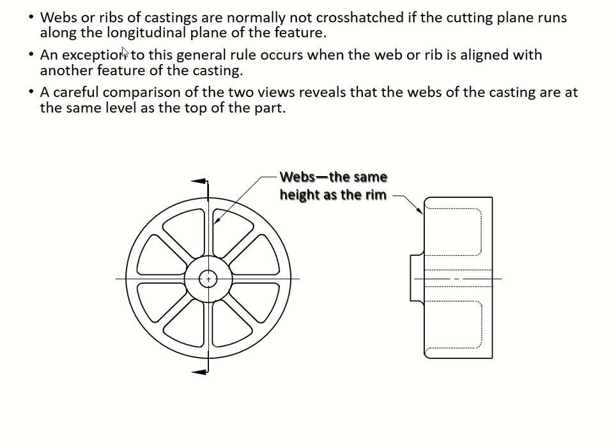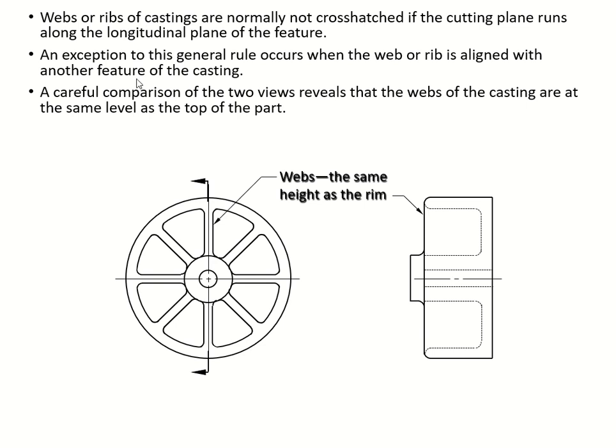So when you're dealing with the webs or ribs of a casting, they are normally not cross-hatched, meaning you don't have to cross-hatch the webs or ribs if the cutting plane is going to run along the longitudinal plane of that feature. So look at this. Here you have webs in line, at the same height as the rim.